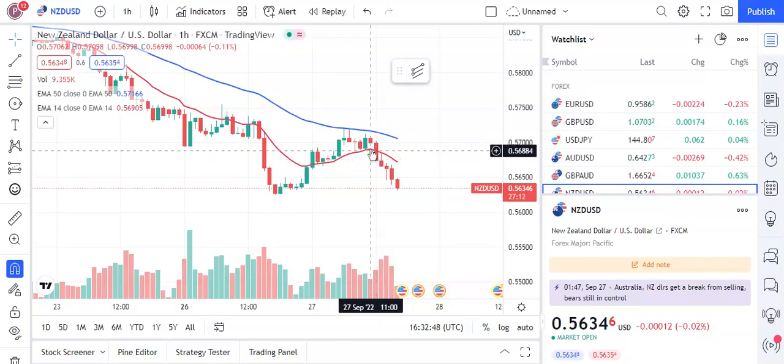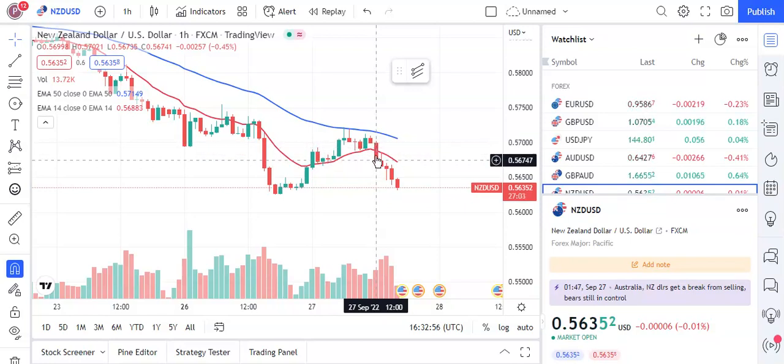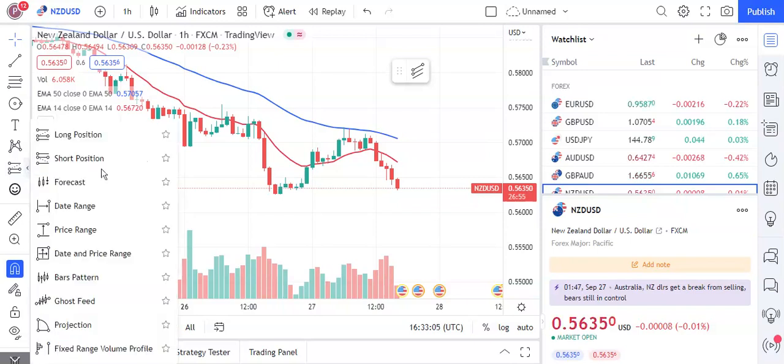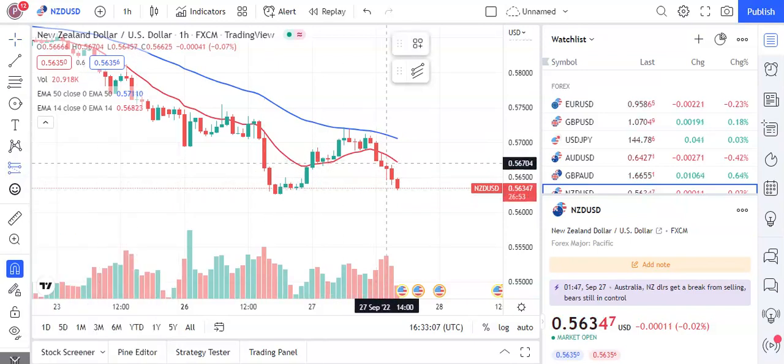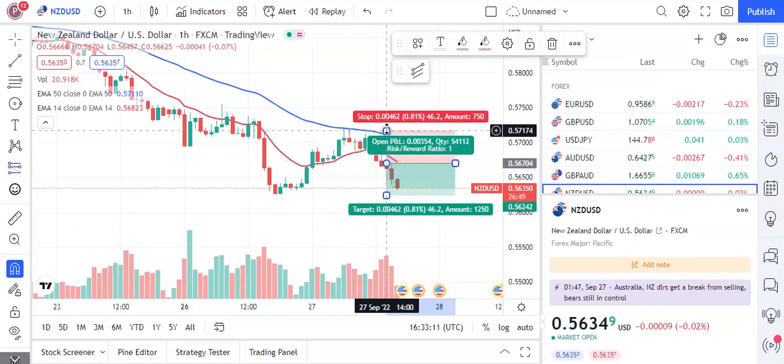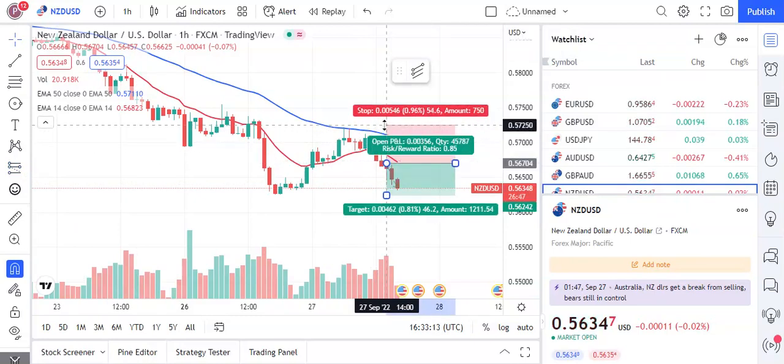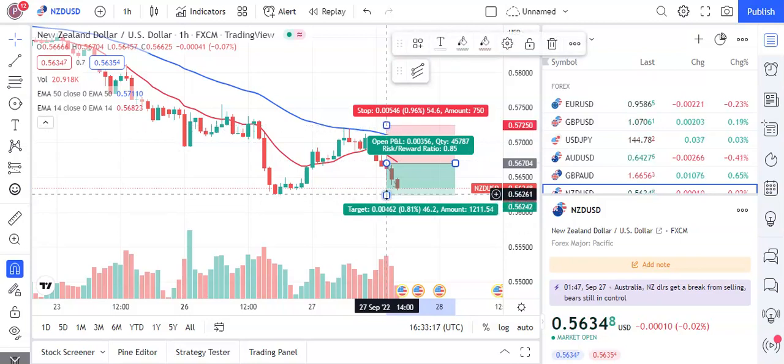What I do at the close of this candle, you do see this candle, this big bearish candle, I will take a trade below here. Let me get my measuring tool and explain to you. I will enter a trade below here, I will place my stop loss above here, then I'll be riding the trade.